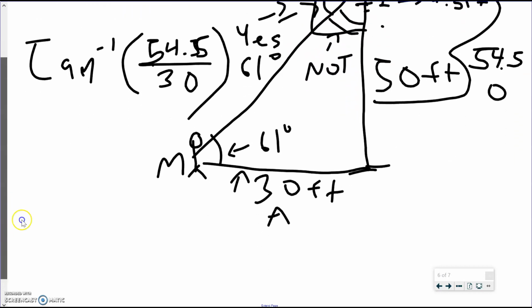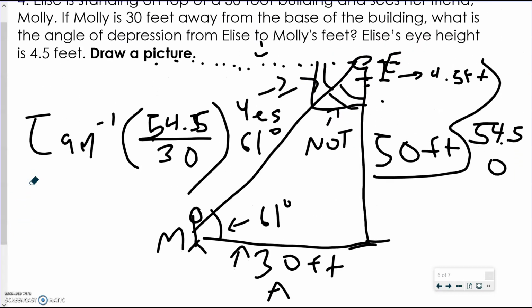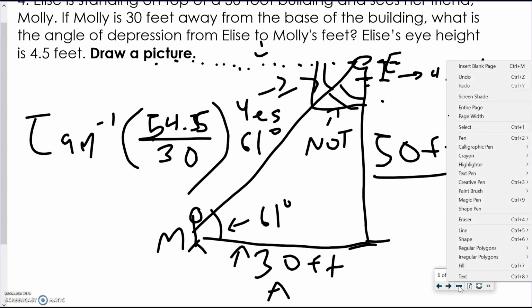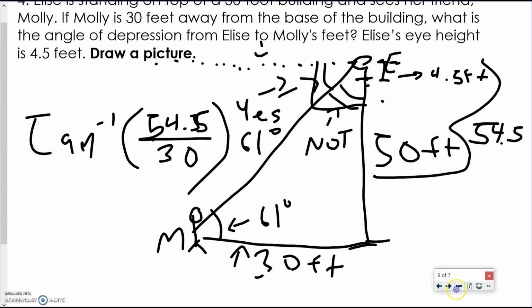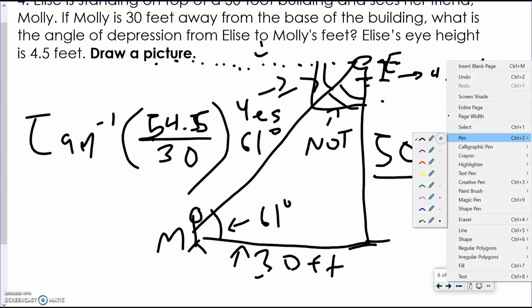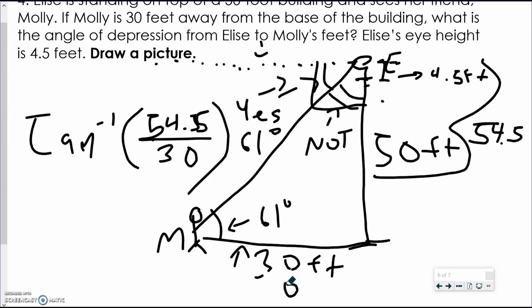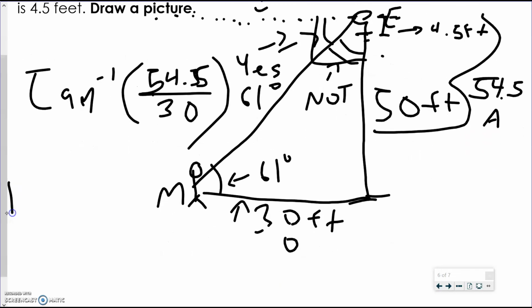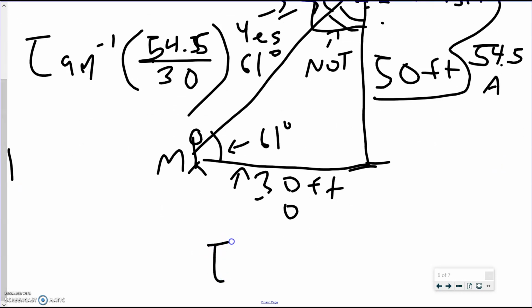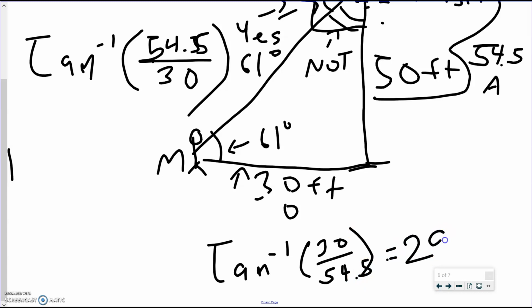So again, opposite and adjacent would essentially flip. Our 30 feet down here would be our opposite, and our 54.5 would be our adjacent, solving for E up here. So it's essentially the same trig ratio, tan inverse. This time we're going to flip it. It's going to be 30 over 54.5. Solve for that, and you should get 29 degrees.